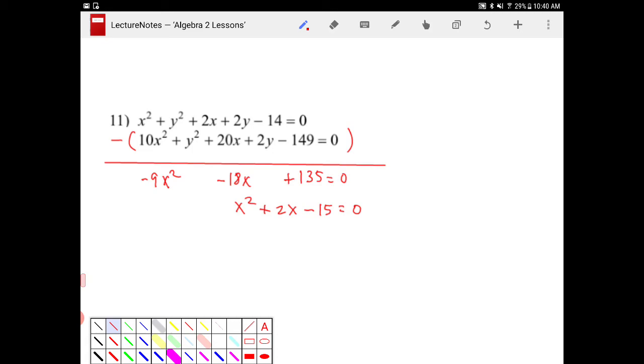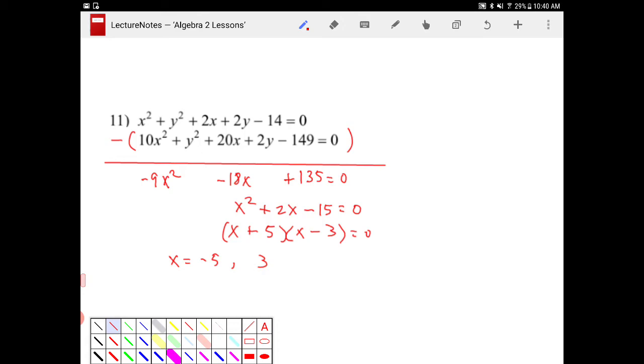Are there two numbers that multiply to negative 15 but add to 2? As a matter of fact, yes. That would be x plus 5, x minus 3. So I again end up with x is equal to negative 5, or positive 3.